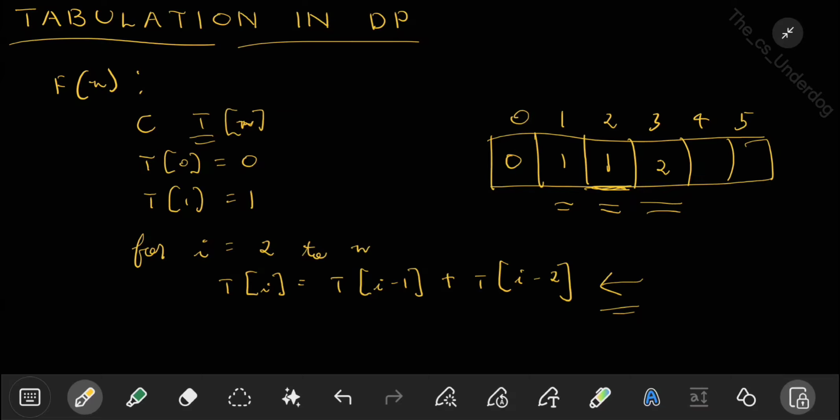Which is the next one? Next one is 1 plus 2, which is 3. Next one is 2 plus 3, which is 5. So in this way, you will keep filling this array and find out the nth Fibonacci number. What will you do finally? You will return t of n, whichever is the nth Fibonacci number, that will be returned. This is the tabulation approach.